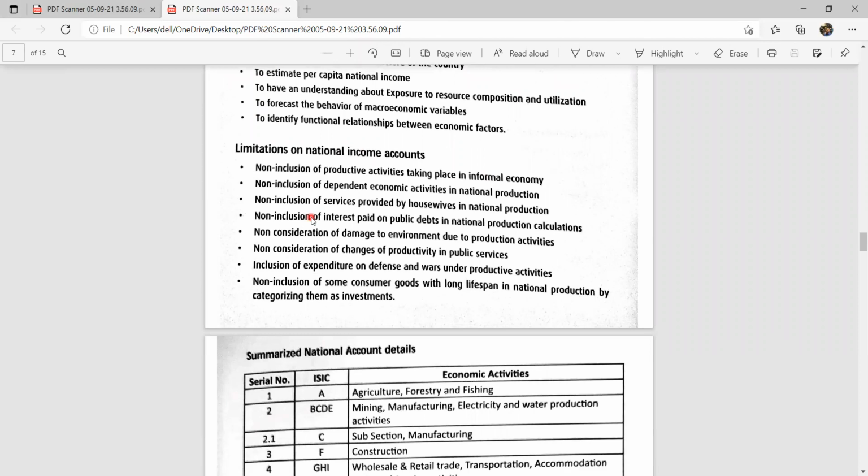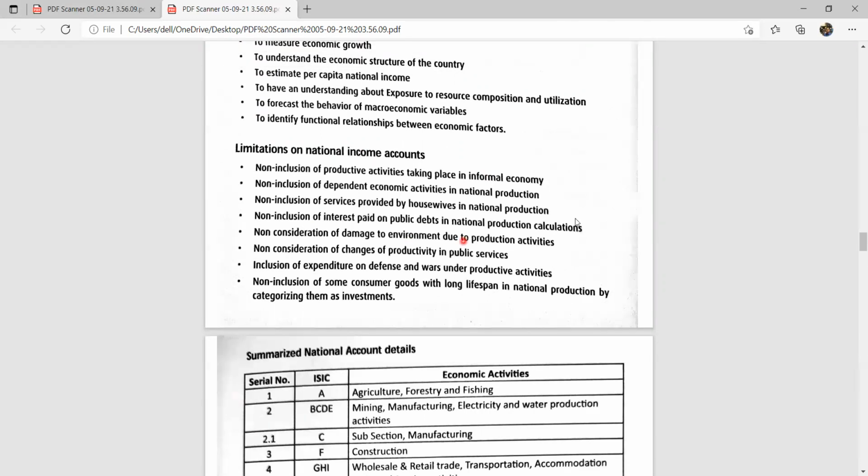Next one, limitations of national accounts. Even though national accounts are prepared, some limitations are there. Here, non-inclusion of productive activities taking place in the informal economy. The informal economy we studied is a sort of hidden economy, not properly captured. It is not included in national accounts. Non-inclusion of dependent economic activities in national accounts.